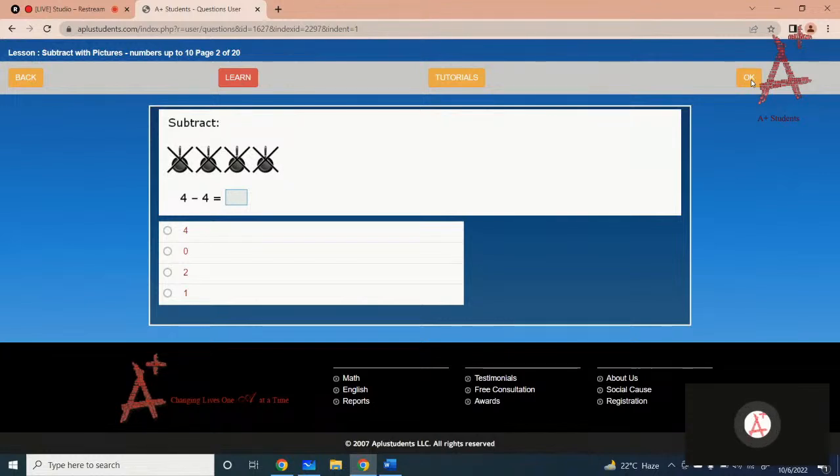Okay. Now you are given 4 of the pans, and all of the 4 are crossed out. Got it? So you need to find, when you start with 4 and take away 4, how many pans you are left with.